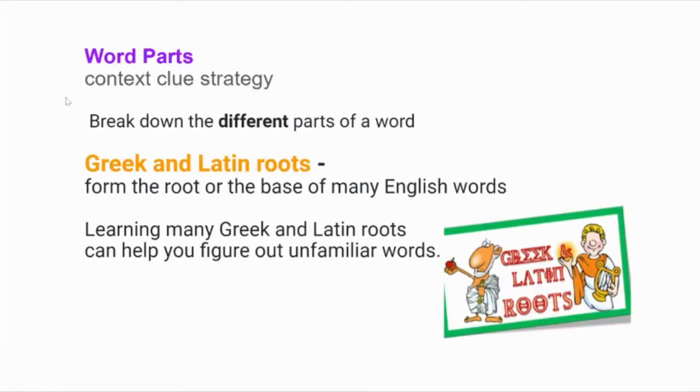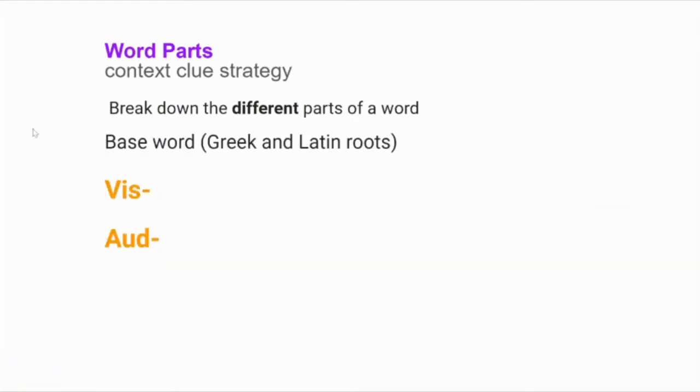So the word parts, one of the strategies is knowing the Greek and Latin roots. Greek and Latin roots help to form the root or the base of many English words. So learning many Greek and Latin roots can help you figure out words that are unfamiliar. So let's take a look at some other Greek and Latin roots today. V-I-S, vis, and A-U-D, aud.